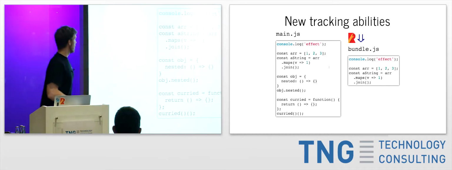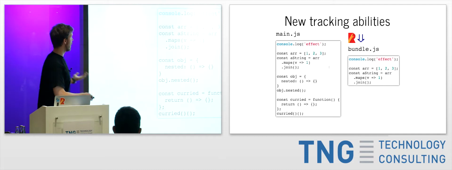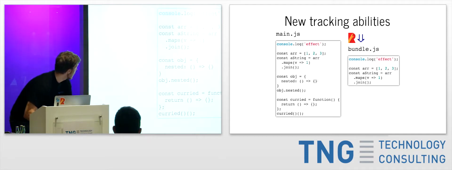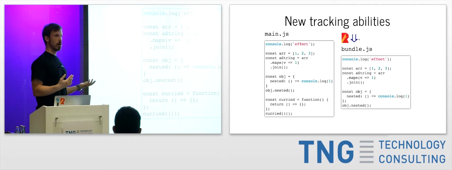The second example is where I define an object and it has a nested field and there is a method. And I call this method, and the method doesn't have a side effect, and again, the code is removed. If I went ahead and said, okay, this method logs something, then again, the object will be included.